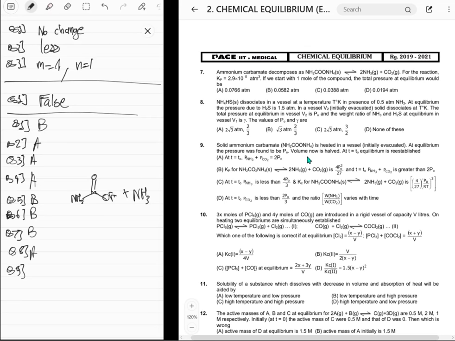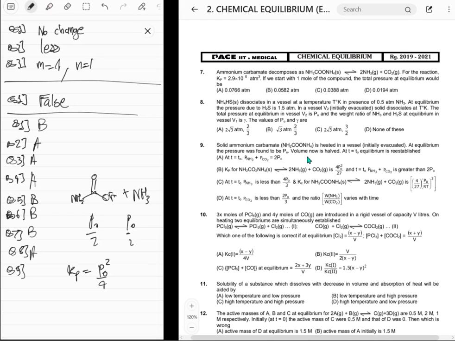And it's in a vessel. The equilibrium pressure was found to be P naught. So this was P naught upon 2, and this was P naught upon 2. Volume now is halved, so Kp is just P naught squared upon 4. At T equal to T naught, pressure is re-established. This is still just P naught upon 1, P naught upon 2. Just the moles are different.